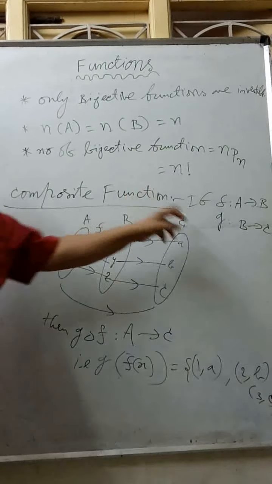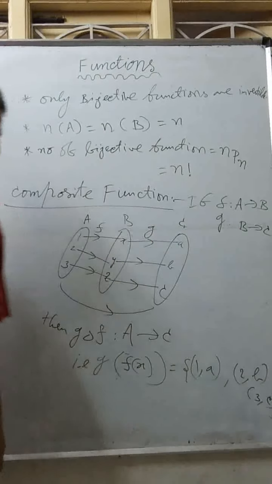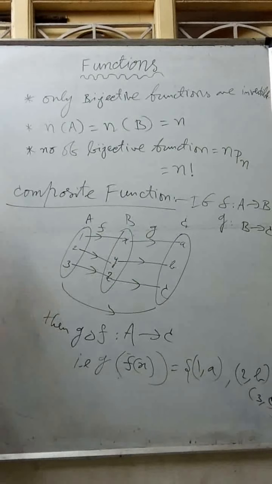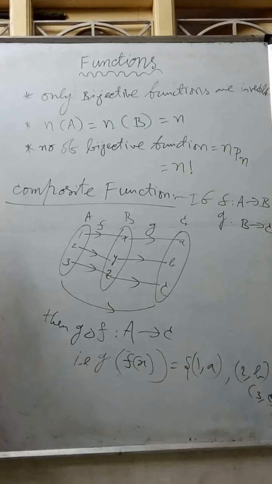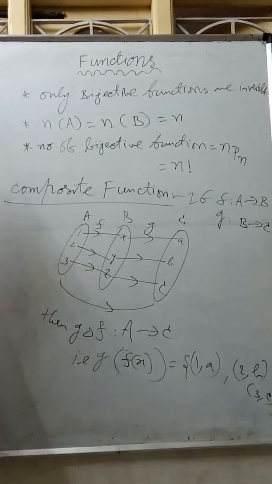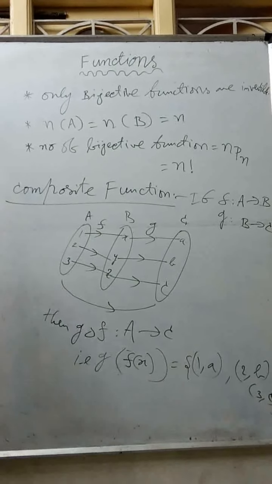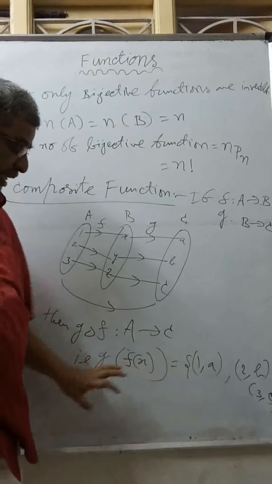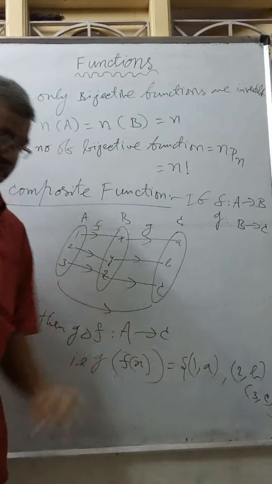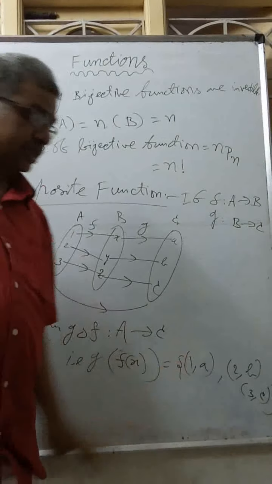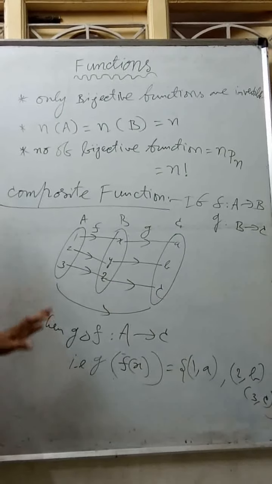If F is a mapping from A to B and G is a mapping from B to C, then G circle F is a mapping from A to C, which is called a composite function, that is G of F of x. So G of F of x is this. This is called a composite function.